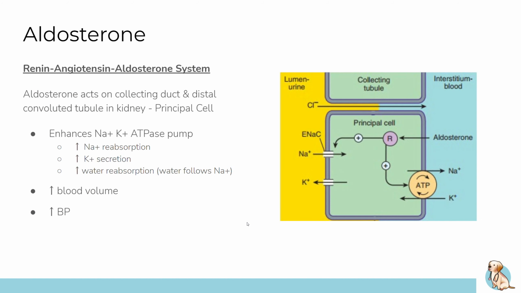Okay, looking at aldosterone. You should have covered this in renal, but basically it's involved in the RAS system. Aldosterone acts on the collecting duct and distal convoluted tubule in the kidney on the principal cells. It enhances the sodium potassium ATPase pump to increase sodium and water reabsorption and to increase potassium secretion. Overall, that increases blood volume and blood pressure.